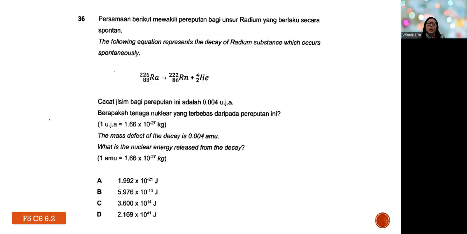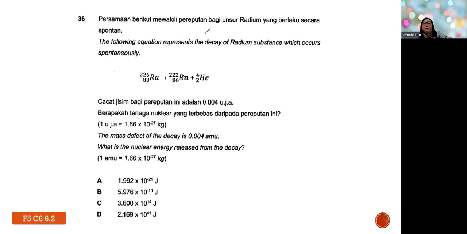36. The following equation represents the decay of a radioactive substance which occurs spontaneously. So the mass defect is 0.004 AMU, atomic mass unit, which is another unit for mass, but for these atoms or subparticles, because they are very small, normally they will change it to AMU. So what is the nuclear energy?